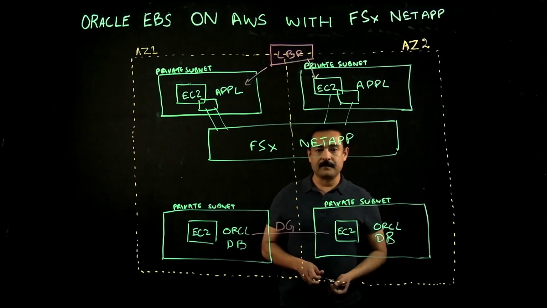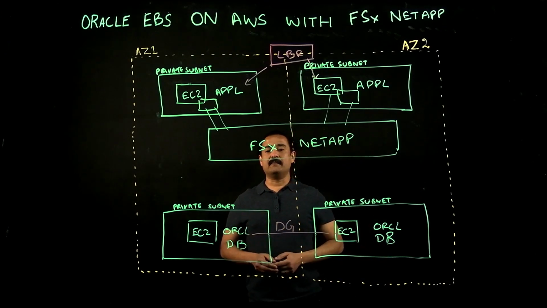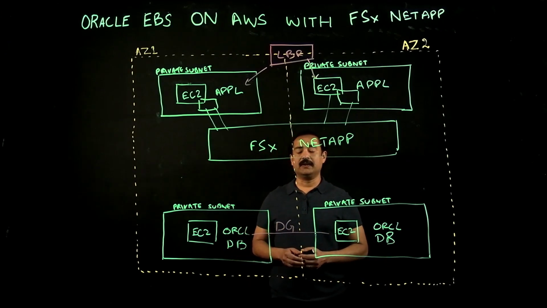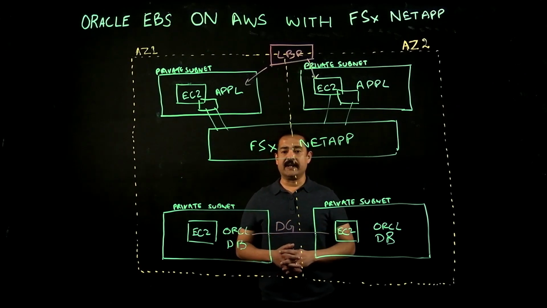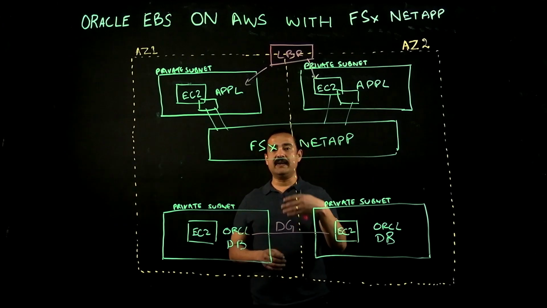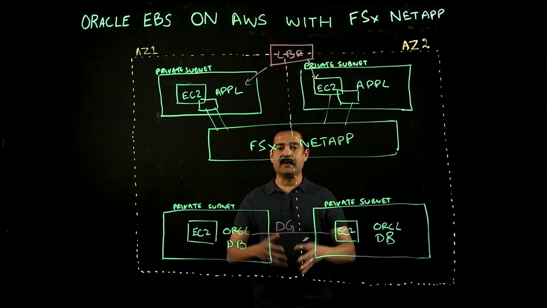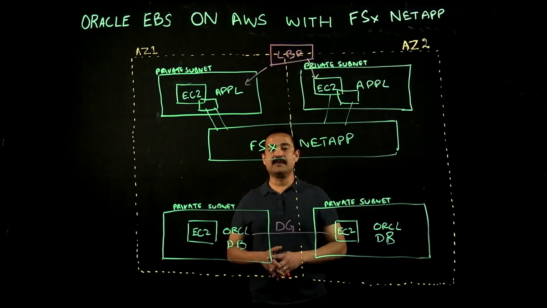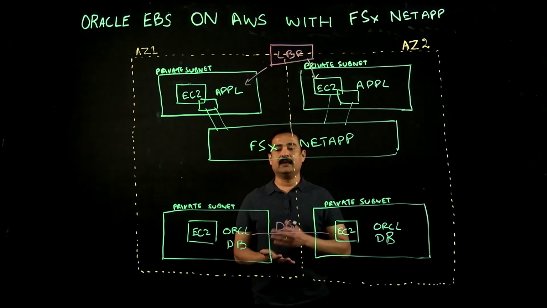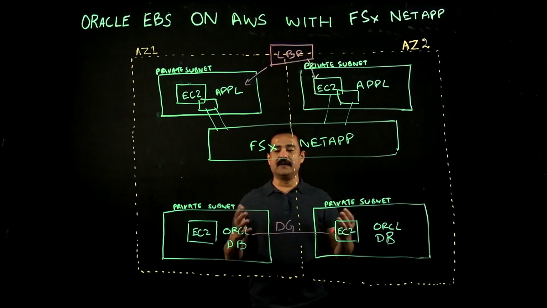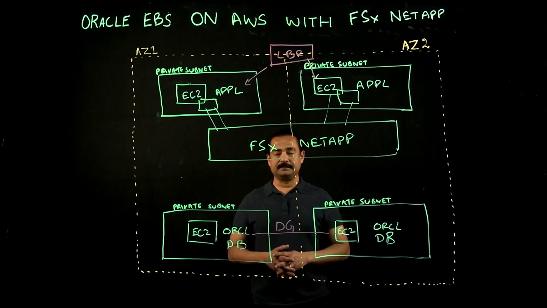So for Oracle database, you have multiple options for storage. You can use the EBS storage that comes with AWS. That's one of the native services that we have. Or you can even use FSx NetApp for the database. If you use the NetApp storage, you can use all the features of NetApp, like quick clone, the snapshot technology, and all the features that NetApp comes with. You can use those features with the Oracle database.